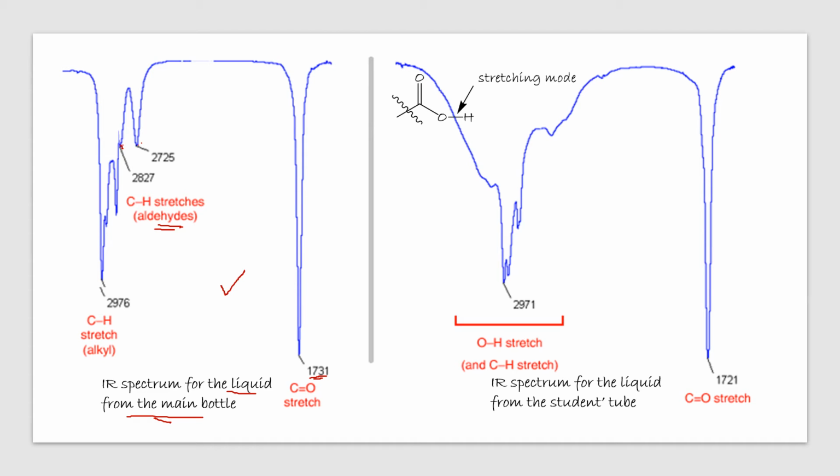On the other hand, the IR spectrum for the liquid from a student's test tube showed a very broad band centered at 3000 for the O-H stretch of the carboxylic group, and a lowering of the C=O stretch to 1721. This means that air oxidation of the sample occurred: oxygen from air and light oxidizes the aldehyde functionality to the carboxylic acid functionality.